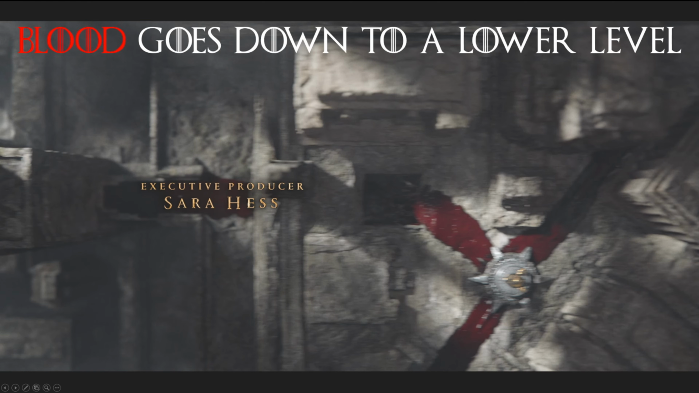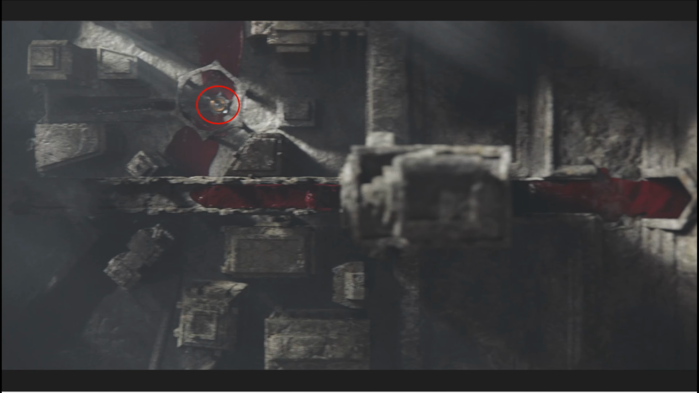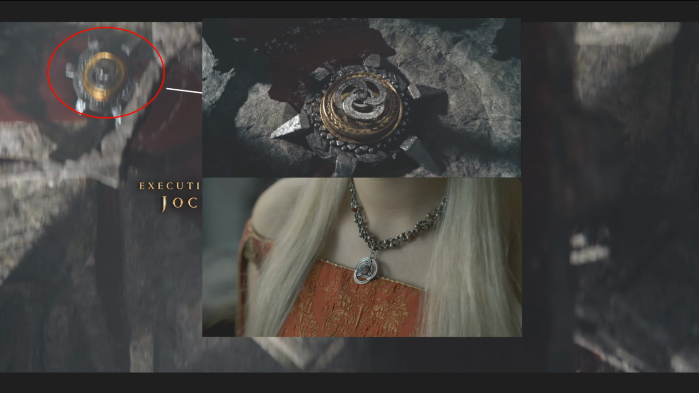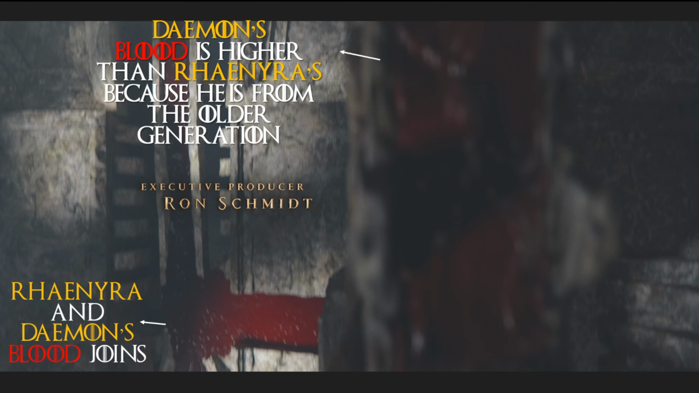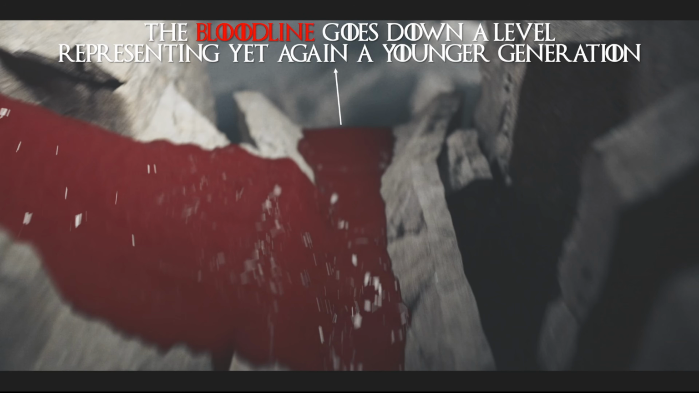We then notice Daemon Targaryen's blood going down a hole towards a lower level, and Rhaenyra Targaryen's emblem, the Valyrian steel necklace, far away in the background. Then Daemon Targaryen's blood is right above Rhaenyra. That is because he is from the older generation, and remember, the higher the level, the older the generation. He then goes down yet another hole, and Rhaenyra and Daemon's bloodline join together and then go down a level.